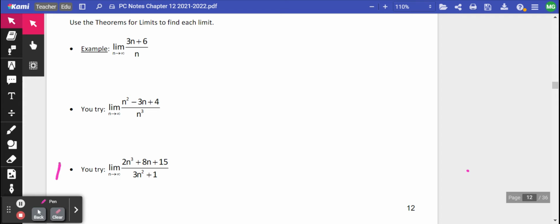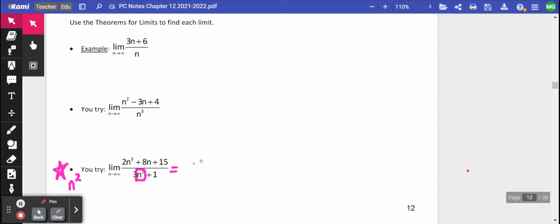So I'd like to start with this third example. We're trying to take the limit of this fraction. And of course, n is approaching infinity. Here's what we're going to do. We're going to take the variable with the biggest exponent from our denominator. So in this case, it happens to be n squared. And we are going to divide every single term in the numerator and denominator by n squared.